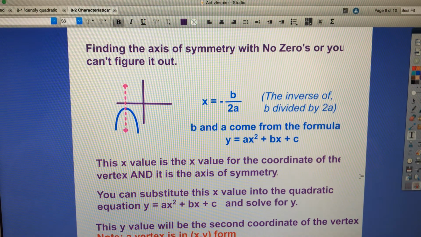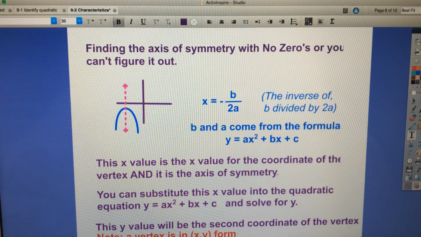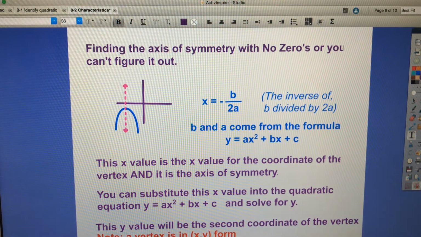This y value will be the second coordinate of the vertex. Remember, a vertex is in x, y form. It is a set of coordinates. This is a lot to take in. Please feel free to watch this video several times. I need you to really understand it before we move on.